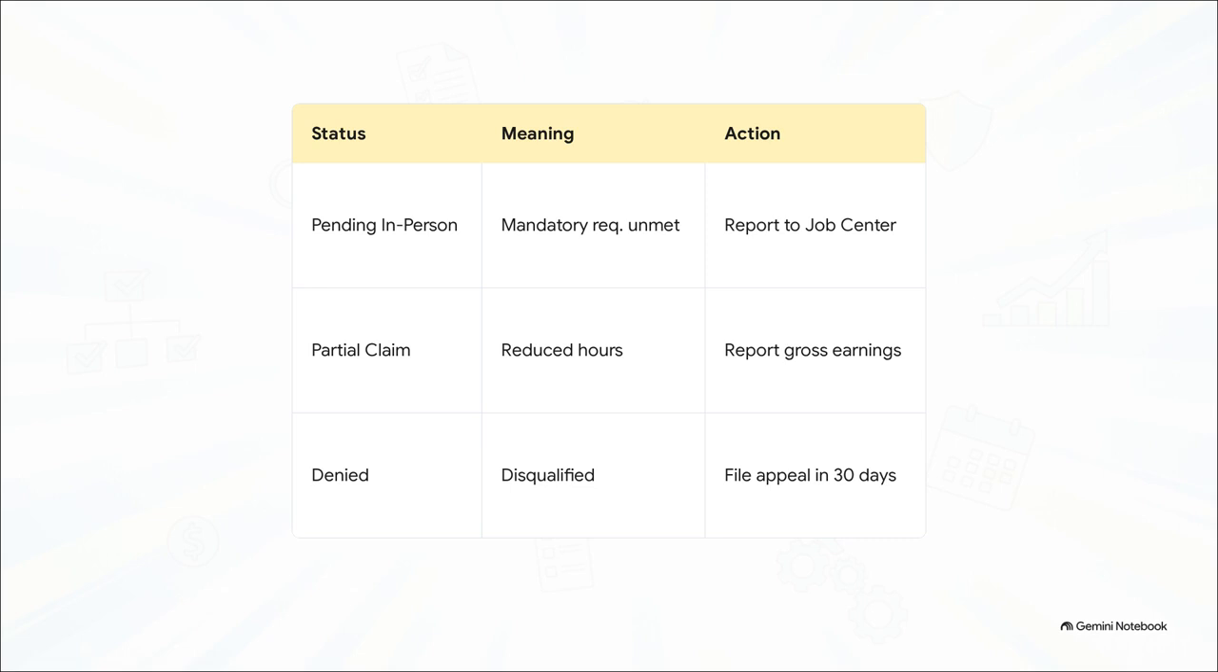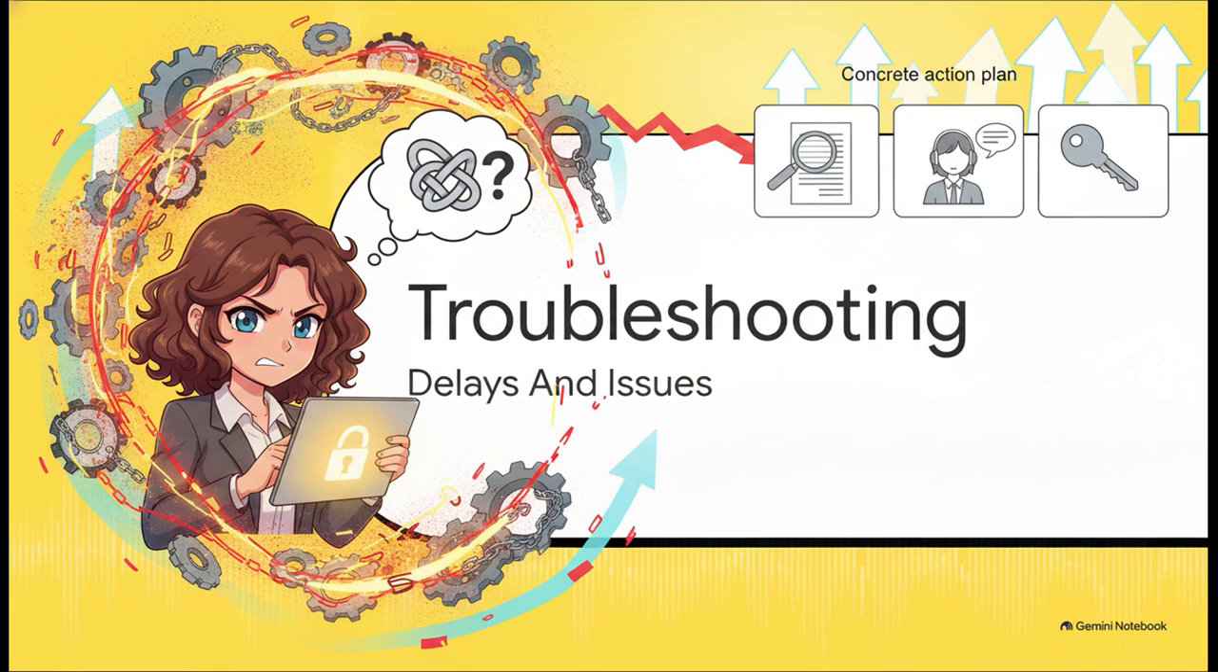Partial claim means you are working reduced hours and getting a prorated benefit, so you absolutely must report all of your weekly gross earnings. And finally, if your status is denied, it means you've been disqualified based on regulations. But don't give up. If you disagree with this, you have a strict 30-day statutory window to file an administrative appeal. Let's look at Section 5, Troubleshooting Delays and Issues.